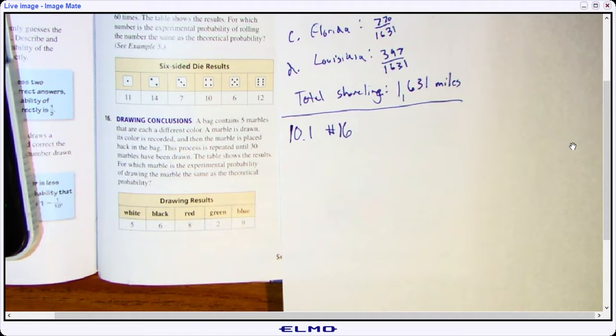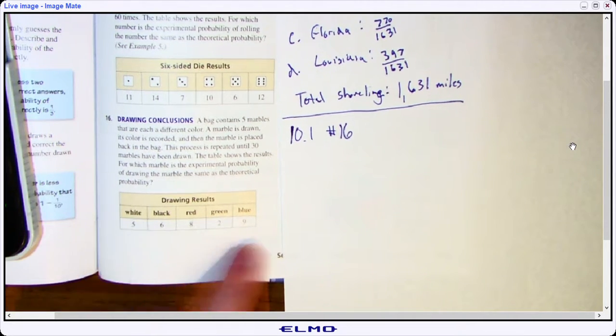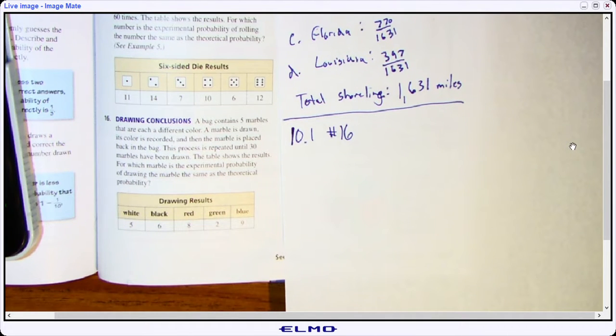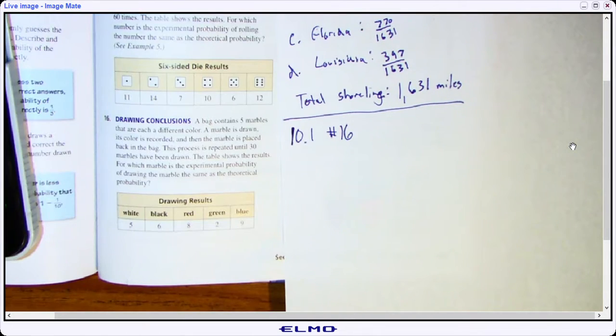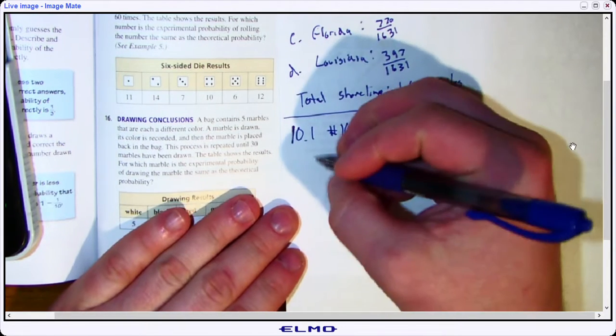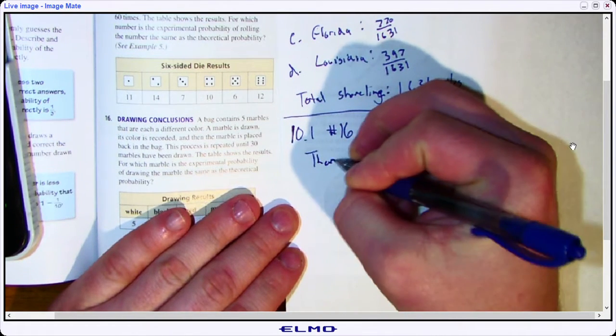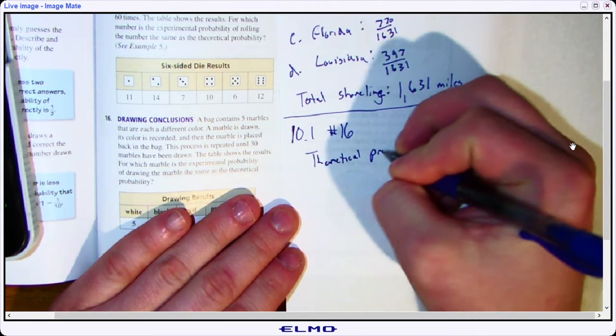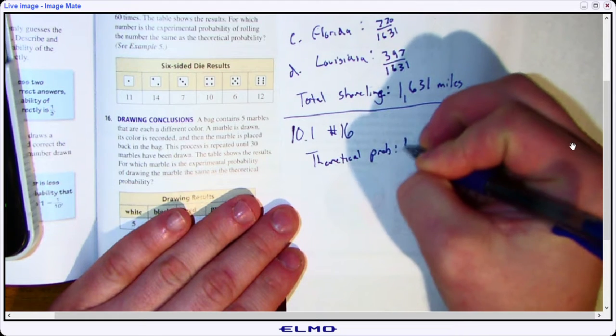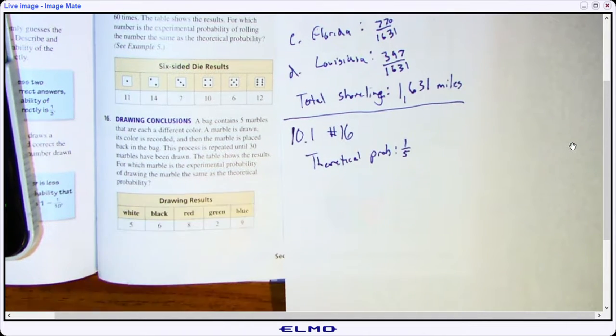Okay, so the bag contains 5 marbles, and they're each a different color. It doesn't really matter what the colors are yet. We just know there's 5 different ones. So if I reach into this bag and pull out a marble at random, the chance of pulling out that specific marble, the theoretical probability, is going to be 1/5, right? 5 different colored marbles, I reach in there, I pull out one, I get 1/5, okay.